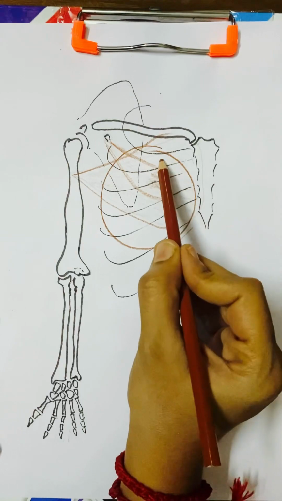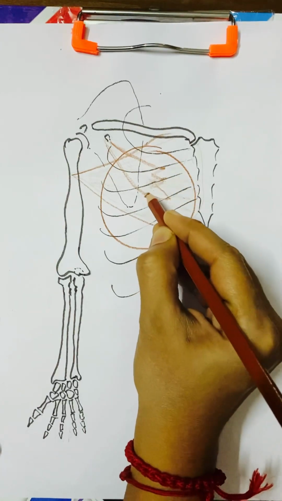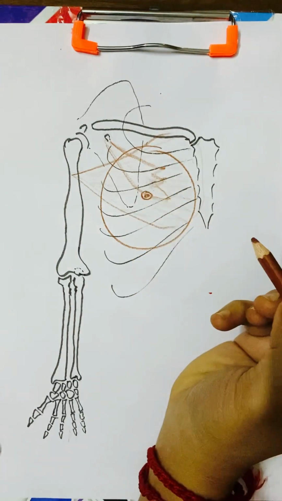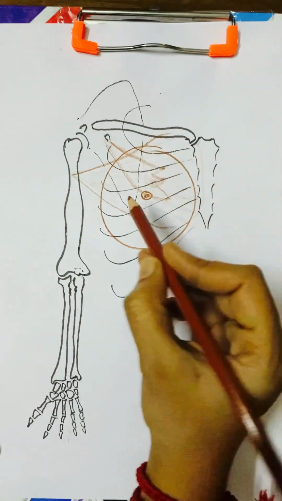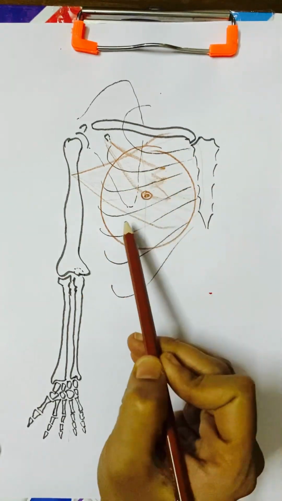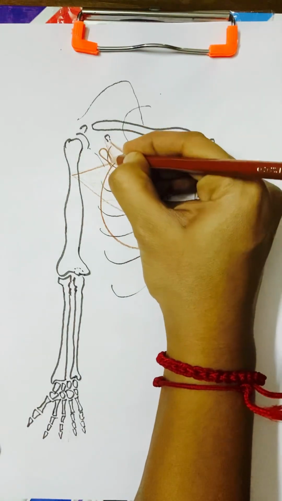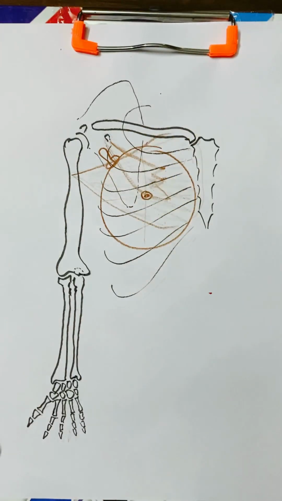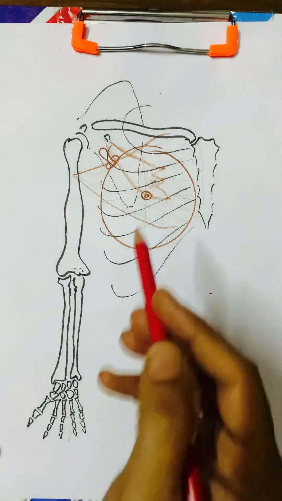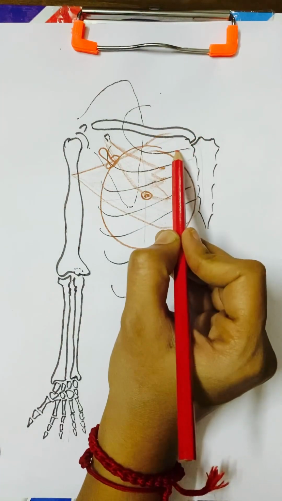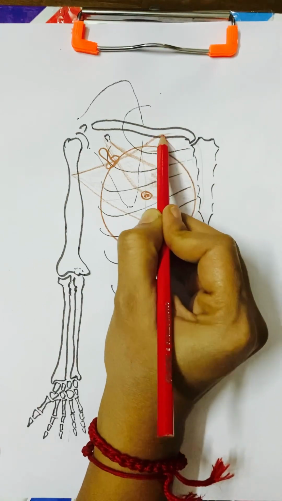So this is mammary gland. Here in the 4th intercostal space is the nipple and areola, which is divided into 4 quadrants: upper outer, upper inner, lower outer, and lower inner. This upper outer quadrant sends a projection into the axilla called axillary tail of Spence through a foramen called foramen of Langer.